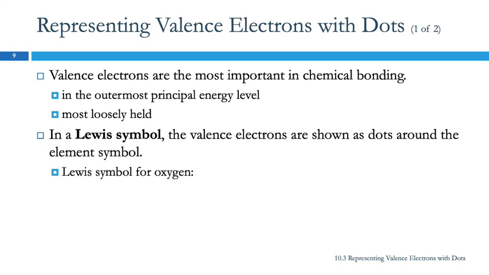So here we're going to write the Lewis symbol for oxygen. We're going to start with the chemical symbol for oxygen, and look at the periodic table and figure out how many valence electrons oxygen has. 6, because it's in group 6A. So we're going to be doing that a lot now. So we need 6 dots. 1, 2, 3, 4, 5, 6.